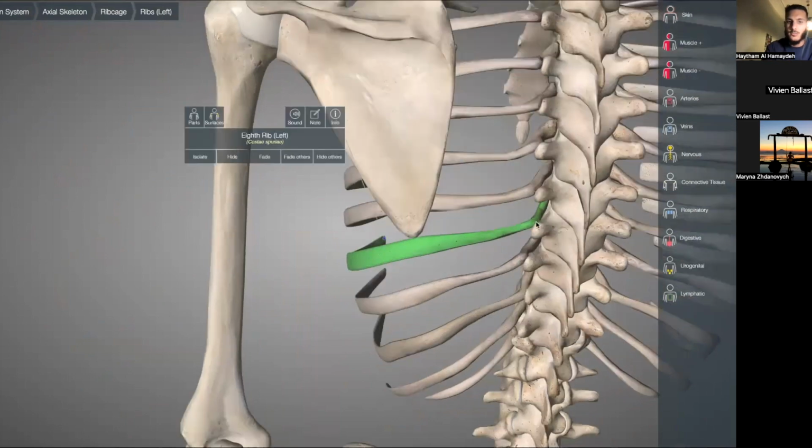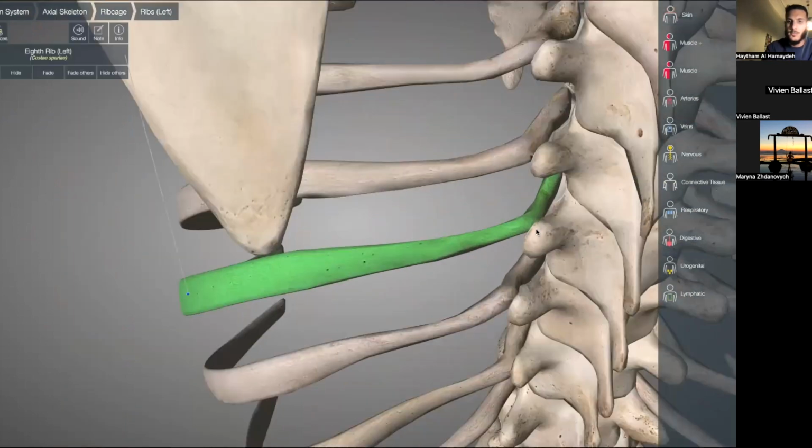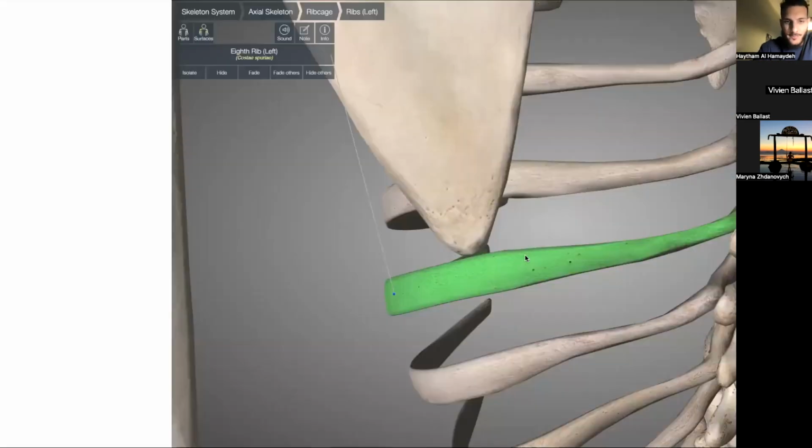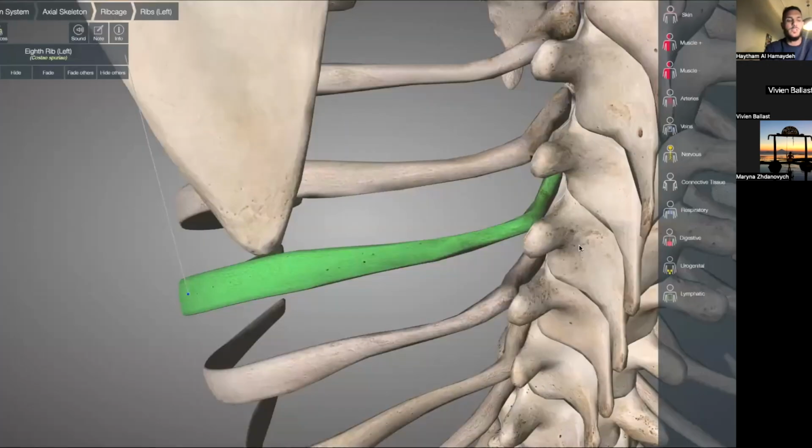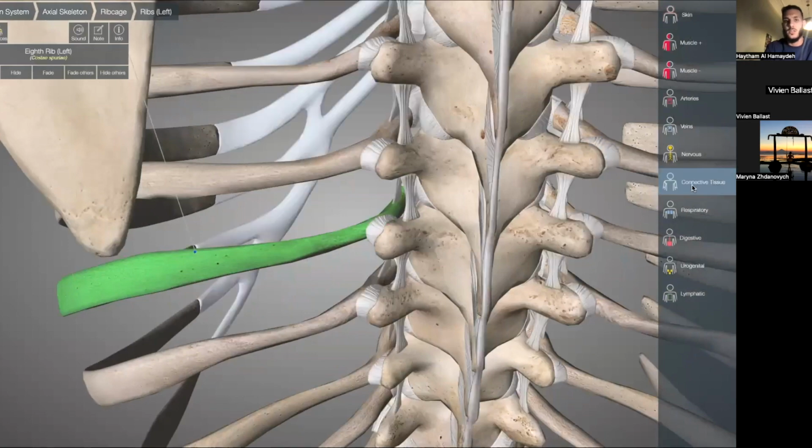Okay, here. Deal? Mm-hmm. Yes. And the non-articular surface is an attachment for a ligament. The non-articular surface is an attachment for the ligament. What is this ligament called? Costotransverse ligament. It's called the costotransverse ligament.